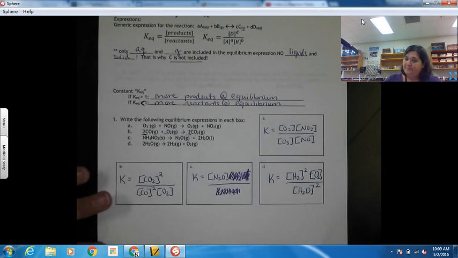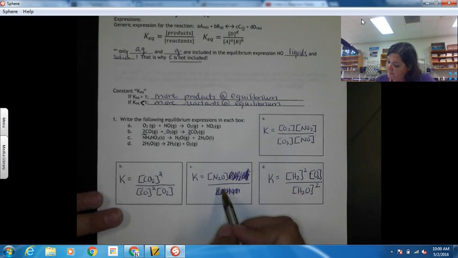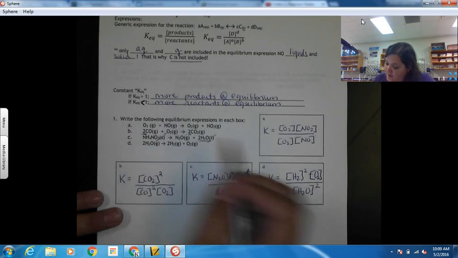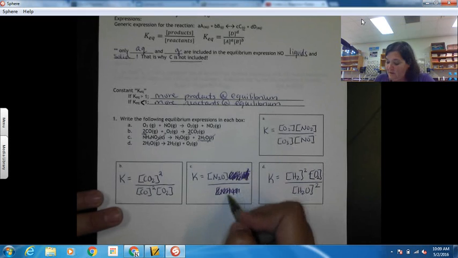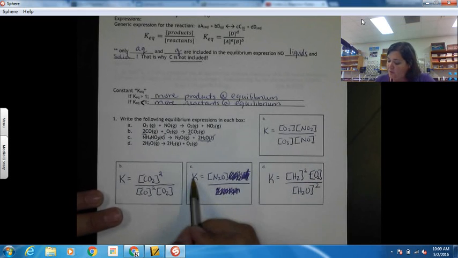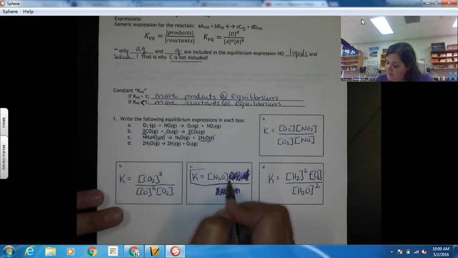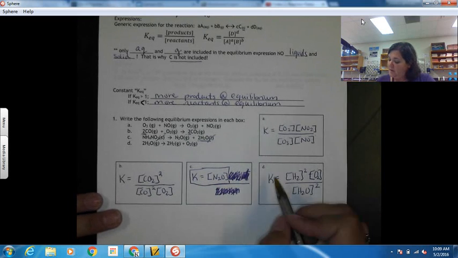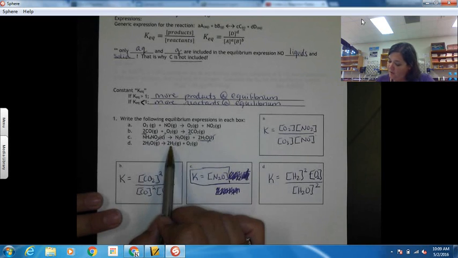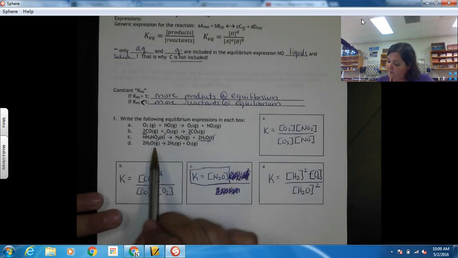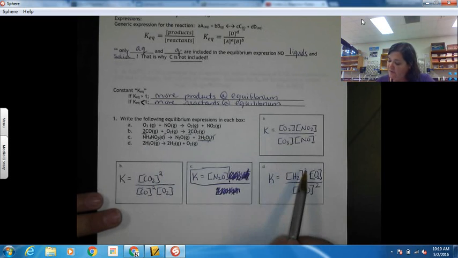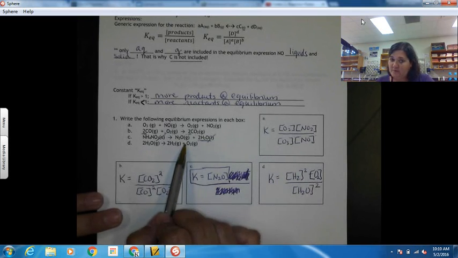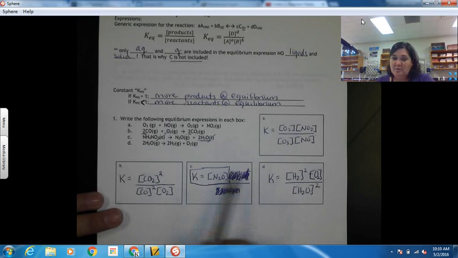Okay, so for letter C, remember we cannot include our liquids or our solids, so we do not include those in our equilibrium expression. So our equilibrium expression would just be that K is equal to the concentration of N2O. Right? And then for D, all of these are gaseous products and reactants. And so we have our hydrogen raised to the second power, because its coefficient is a 2, times the oxygen raised to the first power, divided by H2O to the second power.